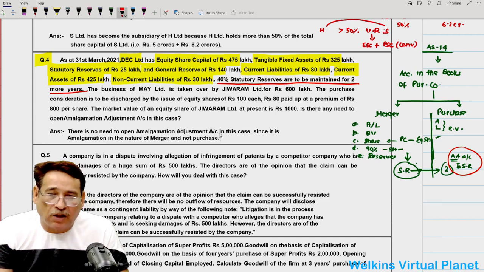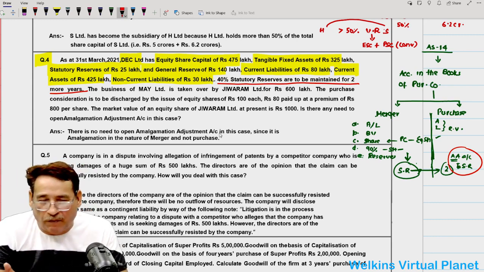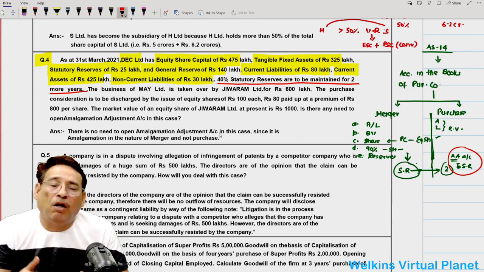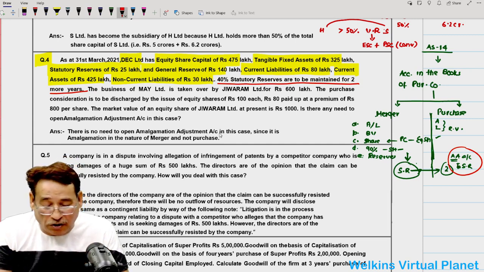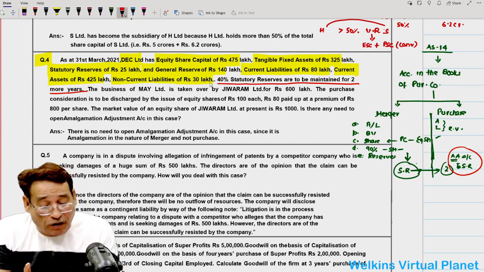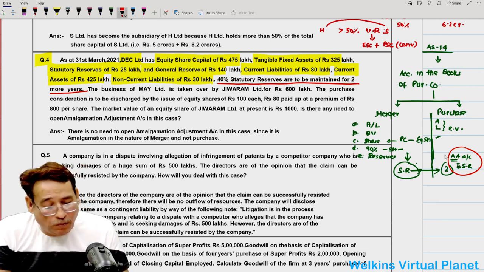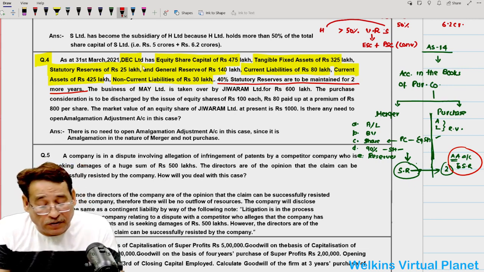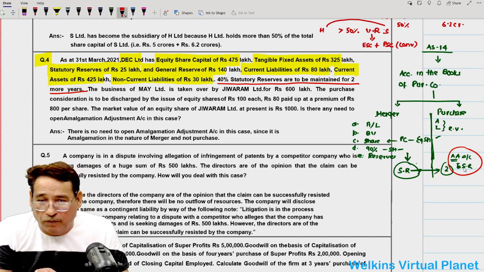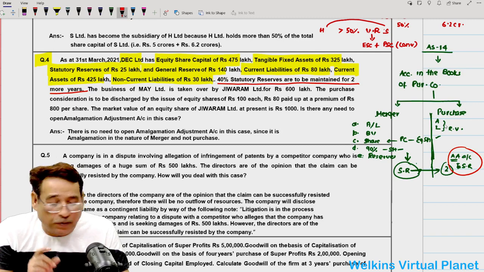Honestly speaking, in this particular case at least, because it is not clearly defining whether it is a case of amalgamation in the nature of merger or amalgamation in the nature of purchase, correct? So, I will compute 40% of 25 lakh and pass an entry in the books of the purchasing company if it happens to be a case of amalgamation in the nature of purchase.